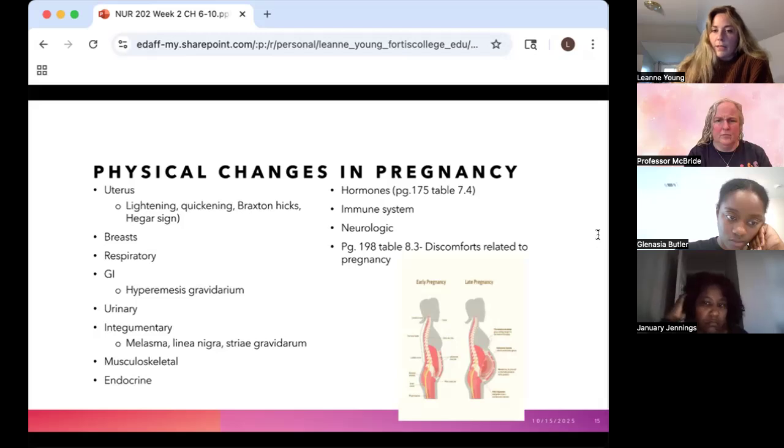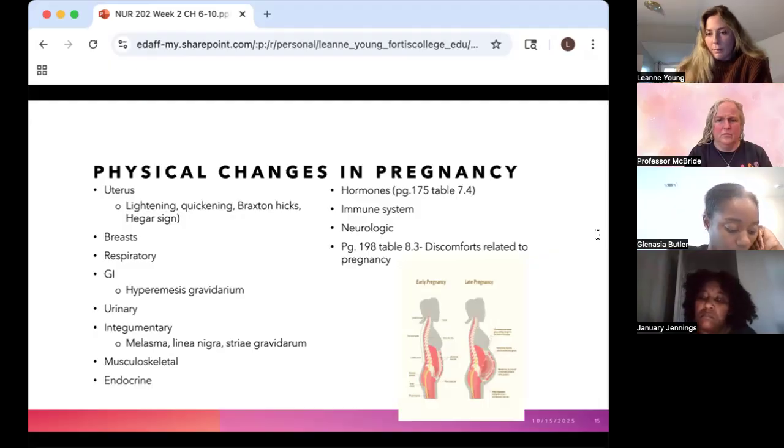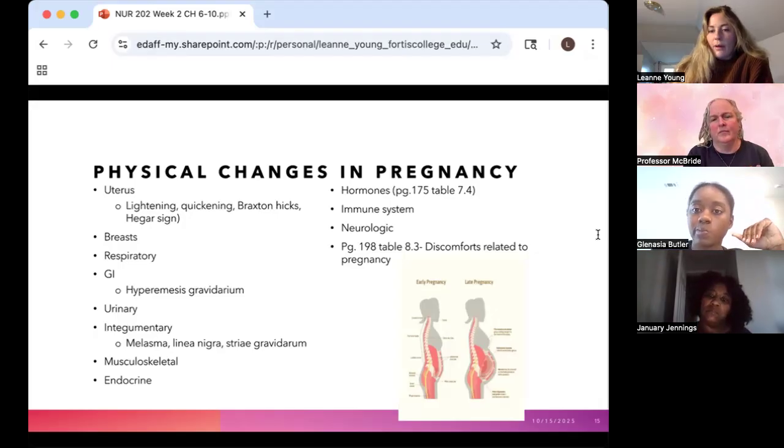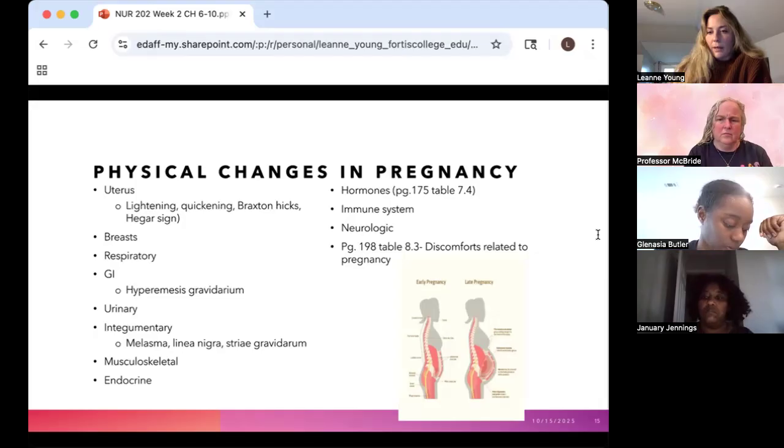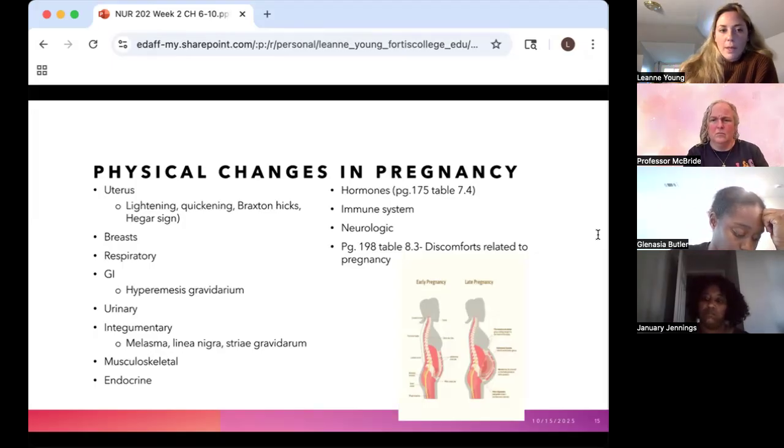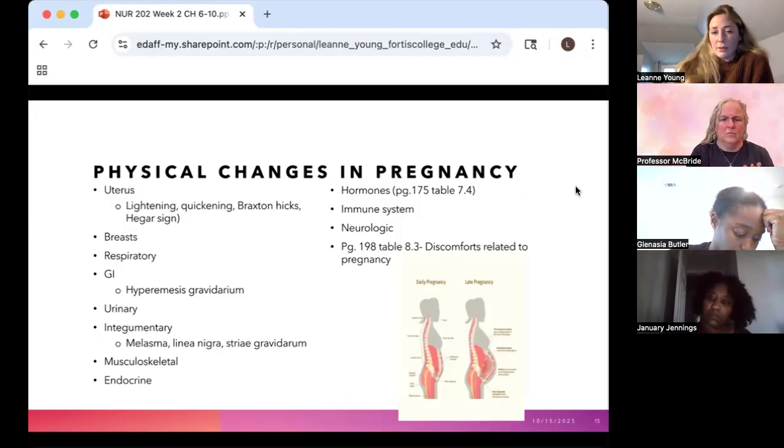The fundal height decreases as the fetus begins to descend in the pelvis for birth preparation. Quickening is your first recognition of fetal movement, and that happens at different times for each mom, really depending too on what number pregnancy it is, and obviously how far along they are. It can happen at different times for each mom. Braxton Hicks can occur as early as after the fourth month of pregnancy.